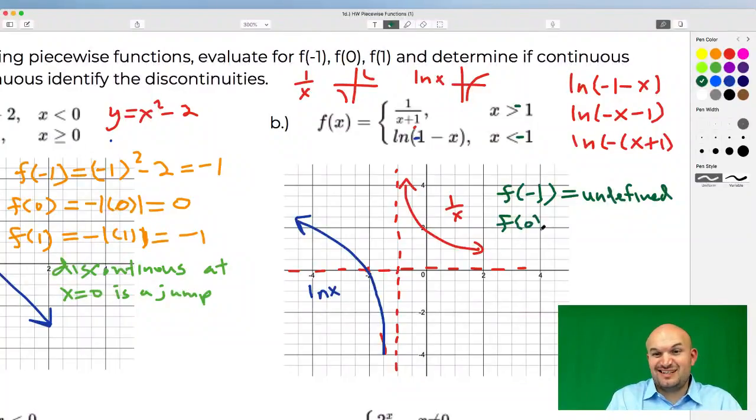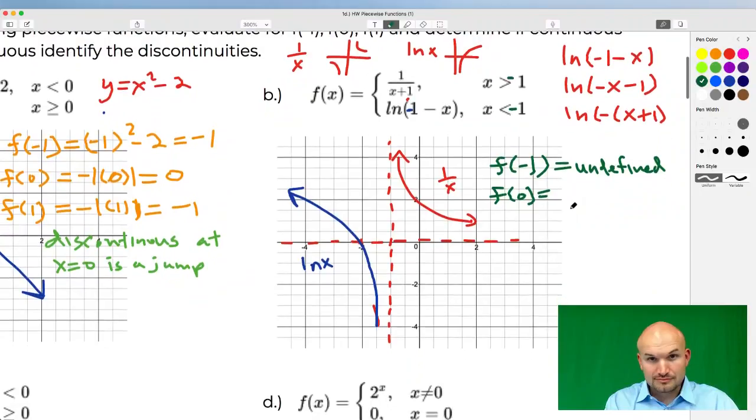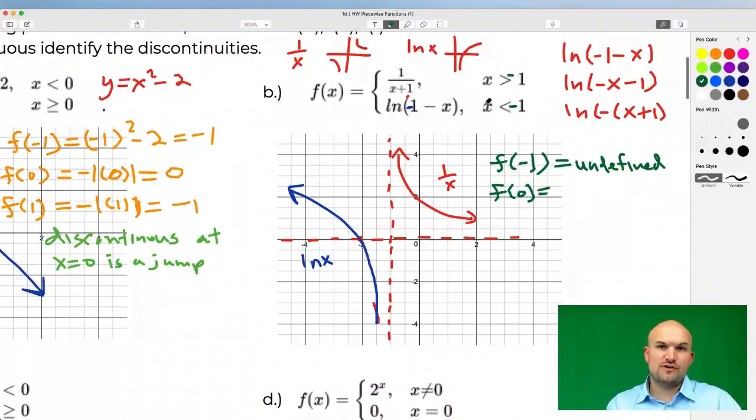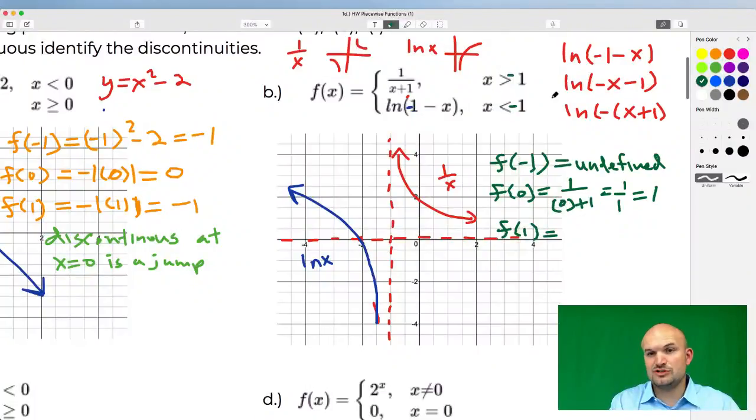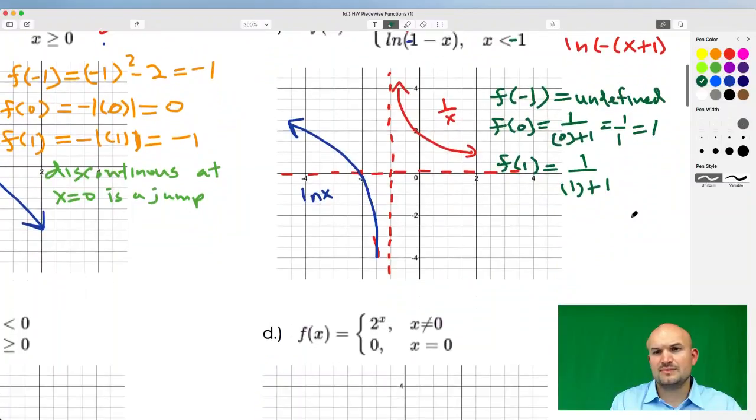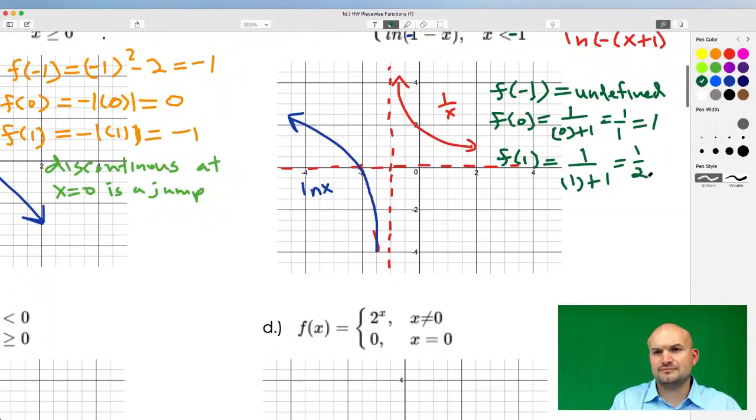At f of 0, I guess I forgot my own homework question. At f of 0, which function is defined for 0? Well, this function is for all values that are greater than -1. So for all x values greater than -1, you use 1 over x plus 1. So that's where I'll plug in my 0. That gives you 1 over 1, which is equal to 1. And then last but not least, I have f of 1. Well, that follows the same constraints, so that'd be 1 over 1 plus 1, which is equal to 1/2.